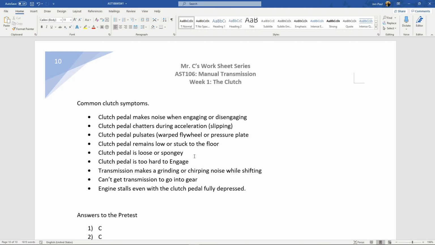If I shift into first and it's not real happy, and then I shift into second and it's fine. I shift into third and it's fine. I shift into fifth and it's fine. It's probably not the clutch. It's probably first gear. Now let's flip that. I shift into first and it doesn't go happily and it makes noise. And I shift into second and it doesn't go and it's not happy. And it's every gear that I try to shift, it's not happy.